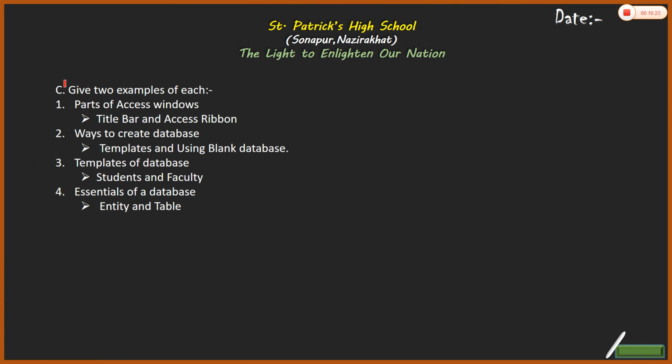Now let's go to the question answers of C. Give some examples. Number one, parts of the Access window. We are told to give examples, so there can be the title bar and the Access ribbon. Next one, ways to create a database. As I told, we can use the template one, or we can use the blank database. Third one, template database, some examples like students templates and faculty templates. And essentials of a database can be like entity and the tables.